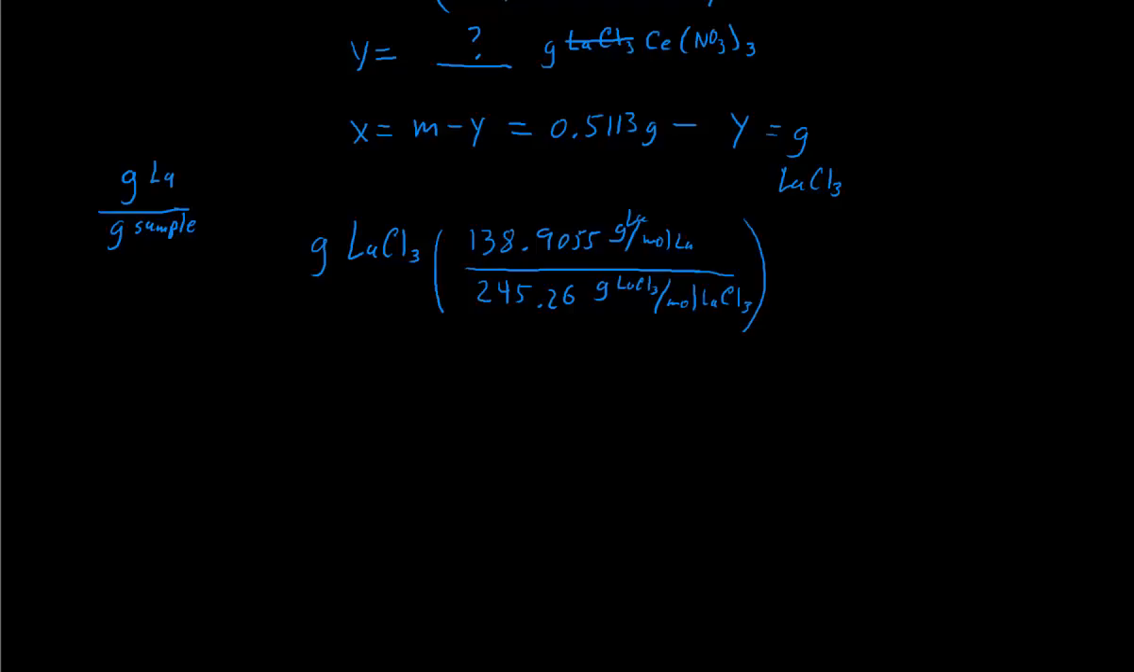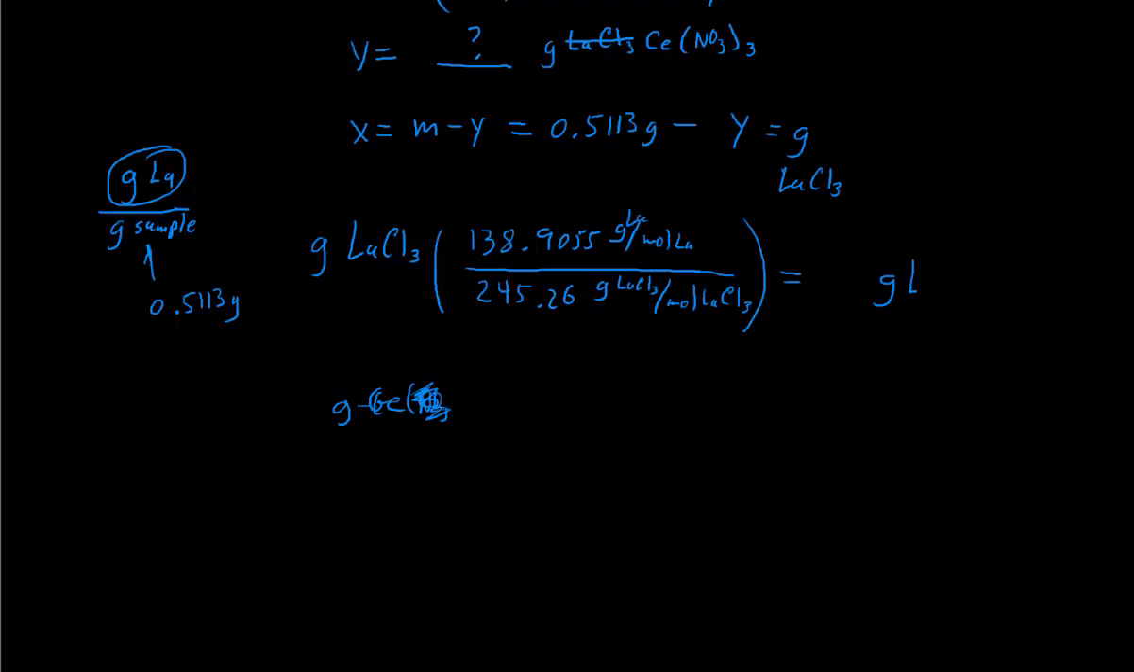Alright, so the mole numbers here, 1 mole is the same as 1 mole, right? So they're going to cancel out. The grams of lanthanum chloride cancel out, and this will tell you just what the grams of lanthanum are. So that'll get you the grams of lanthanum that goes in the numerator of this calculation. The grams of the sample, again, is just the 0.5113 grams. And then you need to do a calculation that is like this to figure out the grams of cerium nitrate. Sorry, just the grams of cerium. So we just need the grams of cerium.